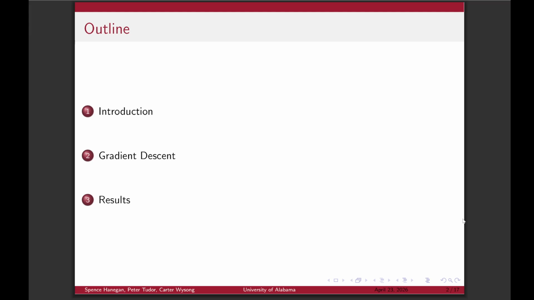The outline of this presentation will be an introduction, a little bit about each gradient descent method that was used, and the results from the optimization in Python.